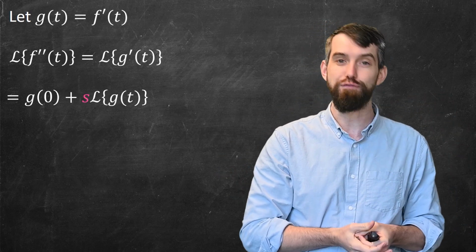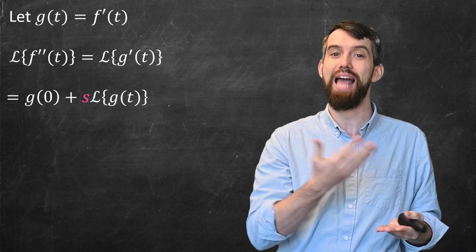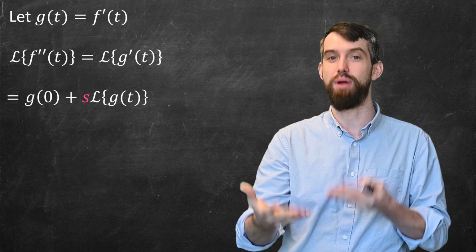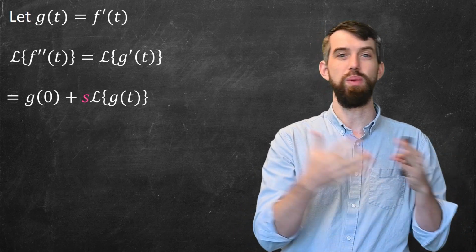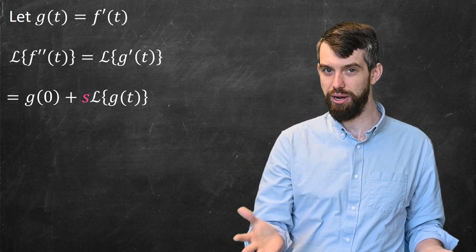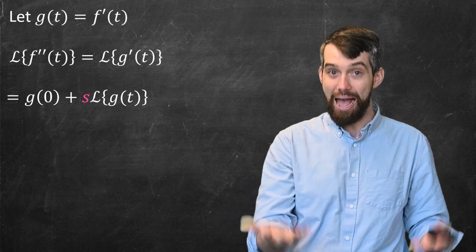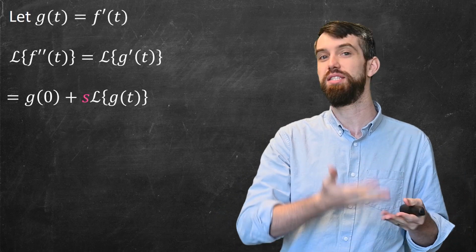And so plugging in that formula, it was g of 0 plus s times the Laplace transform of g. So I've used g to apply my previous formula, but now I'm no longer interested in it. So I'm going to rewrite it back in terms of f. So g is the same thing as f prime.